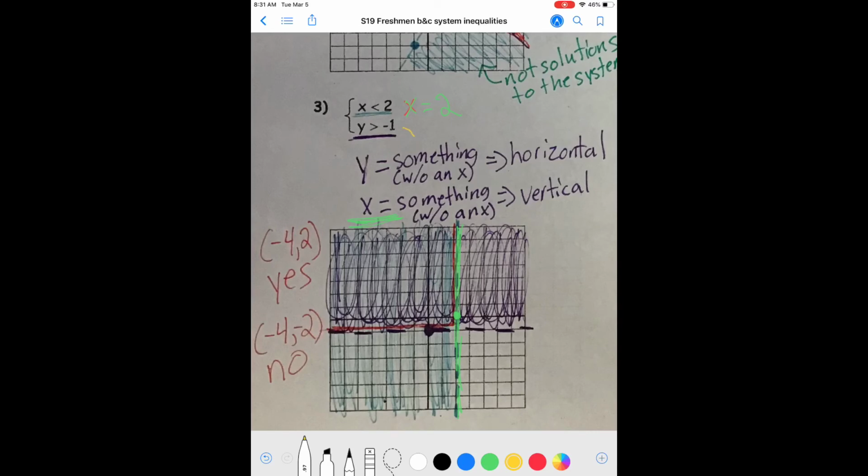Now, if we look at the second inequality and we said, oh, well, y equals -1, we can graph that line before we worry about the inequality part. We go on the y-axis, which is right here. So we go to -1, which is that big dot. And we have a horizontal line through that point. So if we have y equals something without an x on the other side, it's going to be a horizontal line.